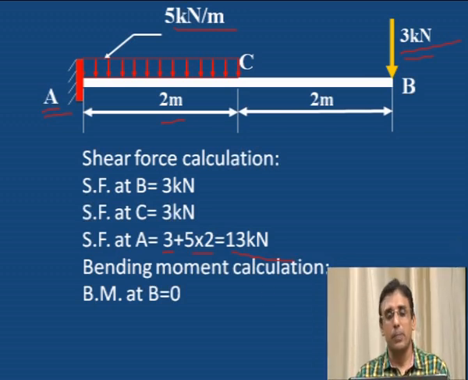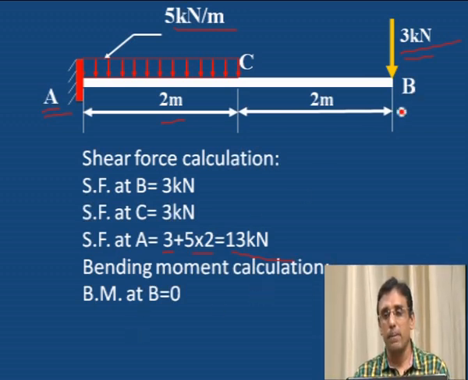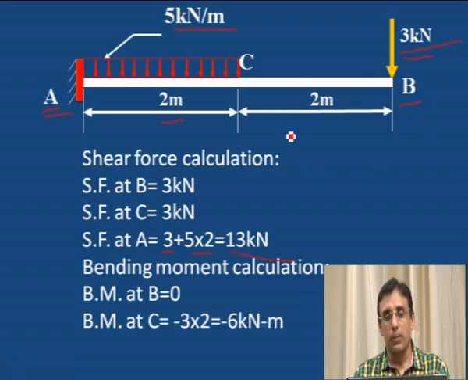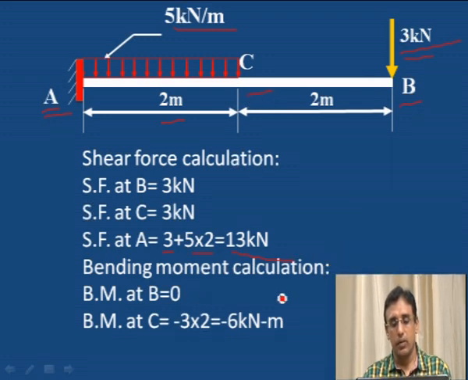For calculating the bending moment at B, it is 0. For a cantilever beam, bending moment is always 0 at the free end. Bending moment at C point, you can observe 3 into 2. 2 is the distance. From C point to B point the distance is 2 meter, and 3 kilonewton is acting at the free end. This is a clockwise moment, that is why it is negative. 3 into 2, 6 kilonewton meter is the bending moment at C.